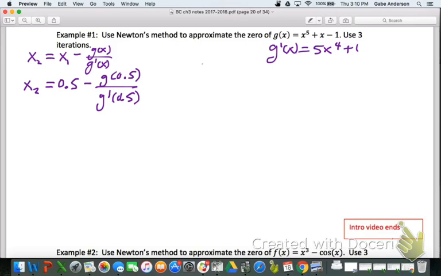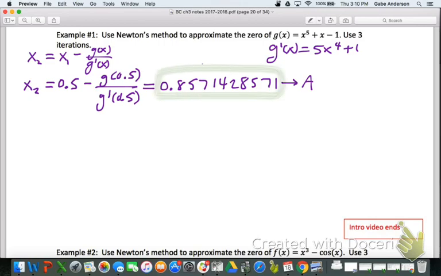Okay, so as I ran that through the calculator, I got this. I'm going to write the whole thing down. 0.8571428571. And I would definitely advocate that you store a value like that in your calculator, knowing we're going to use it again here in just a moment. So I stored that as A. I'll use that same notation here as we do our other 2 iterations. Okay, so this right here is an approximation for the zero of our curve. And we'll see how much better this gets.